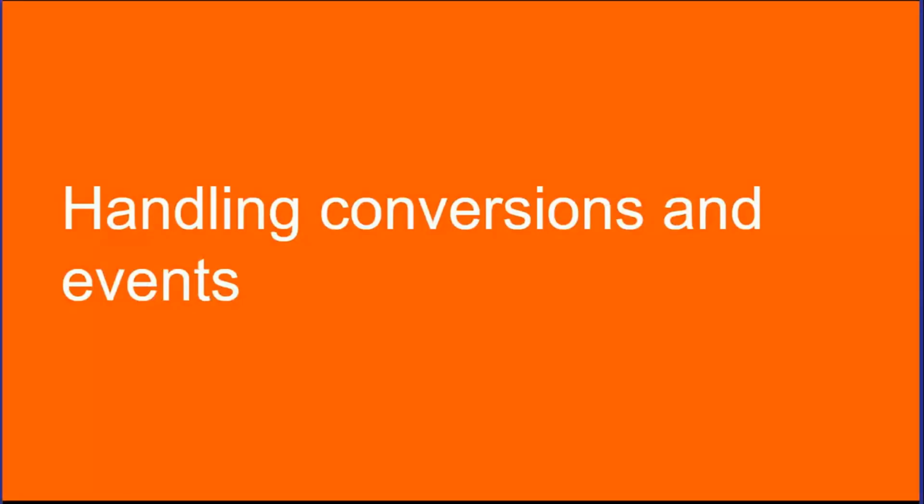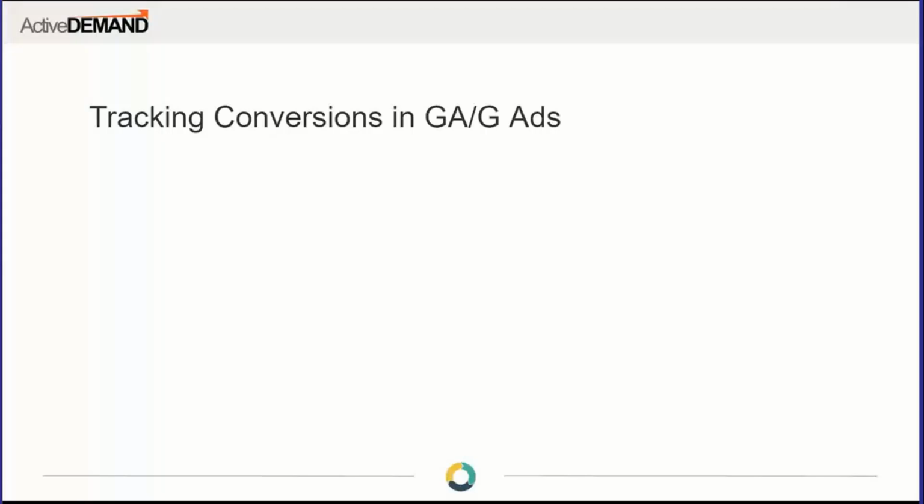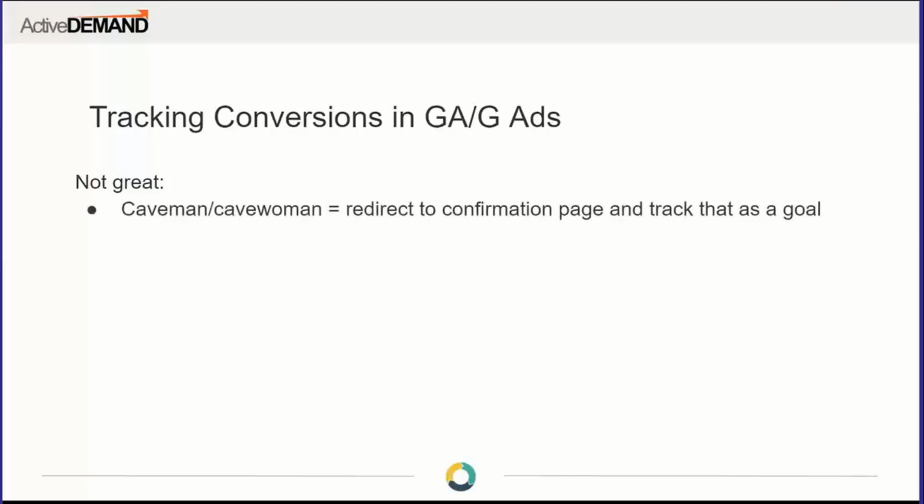Next, let's look at conversions and events. One of the things I was mentioning earlier is just getting good conversion data and getting it over to your platforms, especially your ad platforms, is super important because it helps those ad platforms perform better. In terms of tracking conversions inside analytics and Google Ads, I'll show you a couple of options that I wouldn't recommend, but they're still available. So like some pretty Cro-Magnon caveman or cavewoman stuff, just redirecting to a confirmation page and tracking that as a goal. I think we're fancier than that these days. We can do better than that, but that's an option as well.